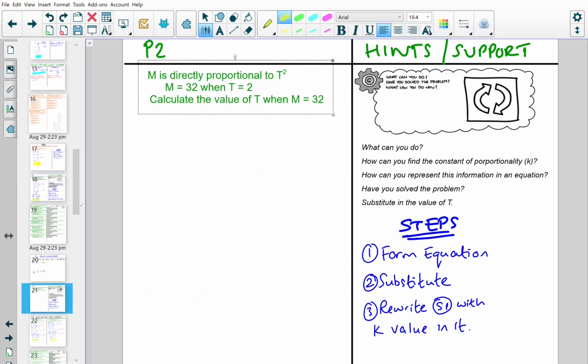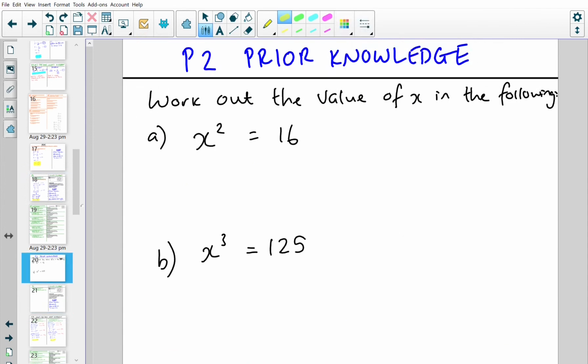Next, we'll be focusing on P2, but before we focus on P2, I'd like to take us a step back to complete a prior knowledge check. Here are two questions. Pause the video now and have a go at it. Okay, so work out the value of x in the following.